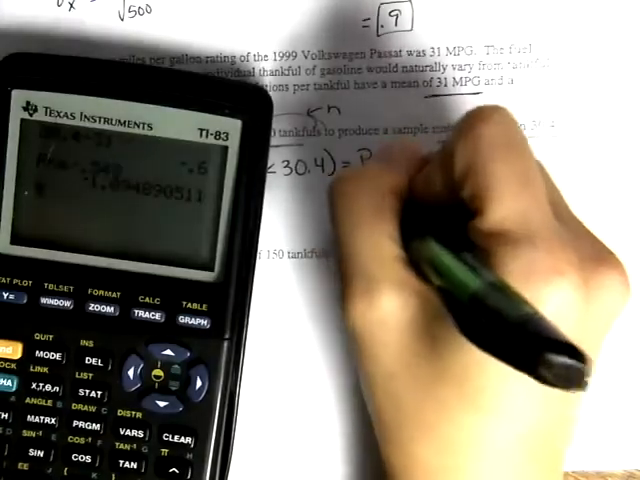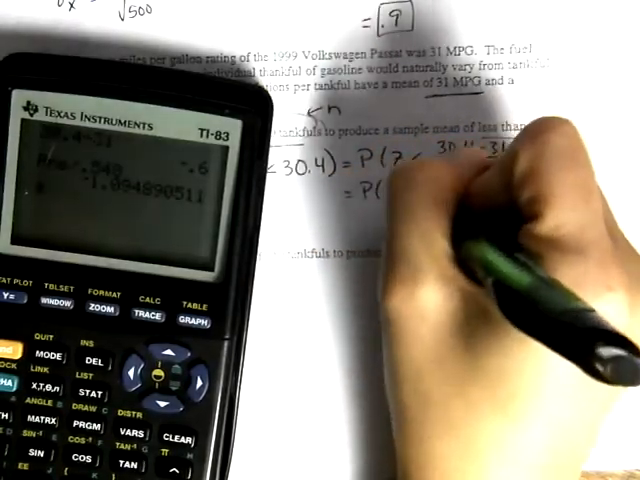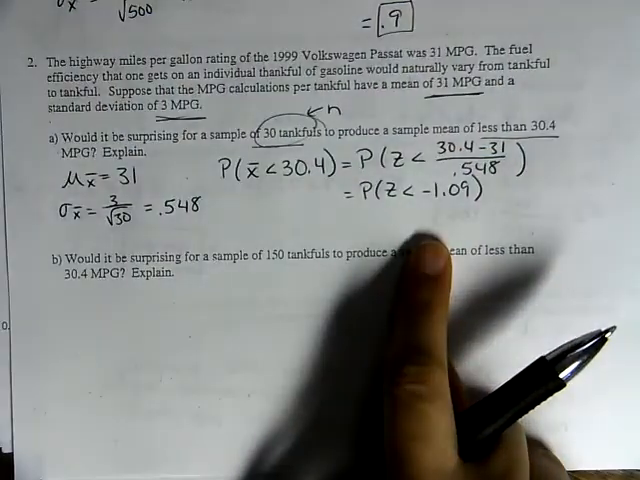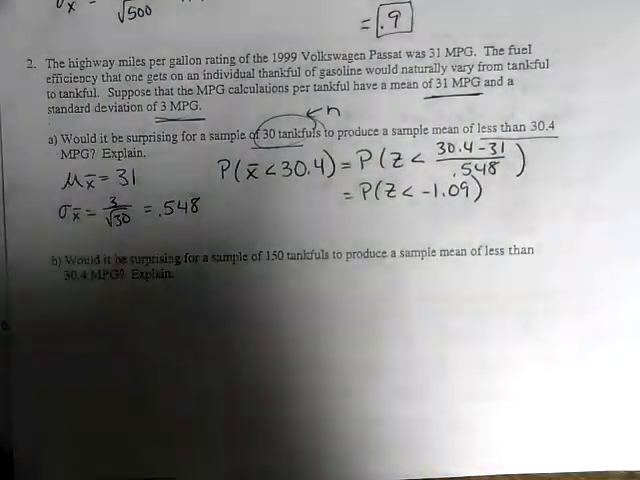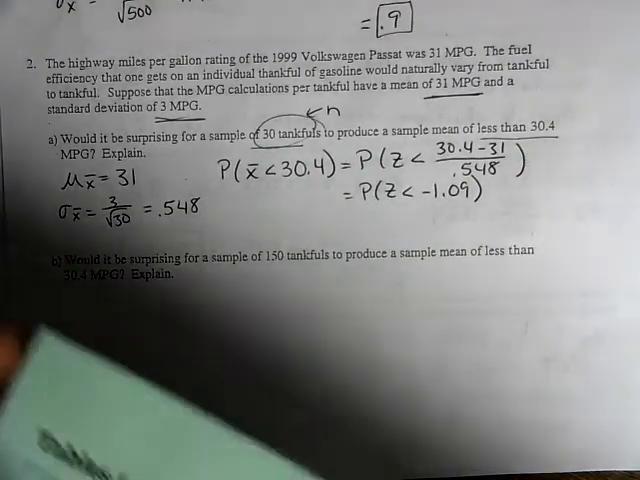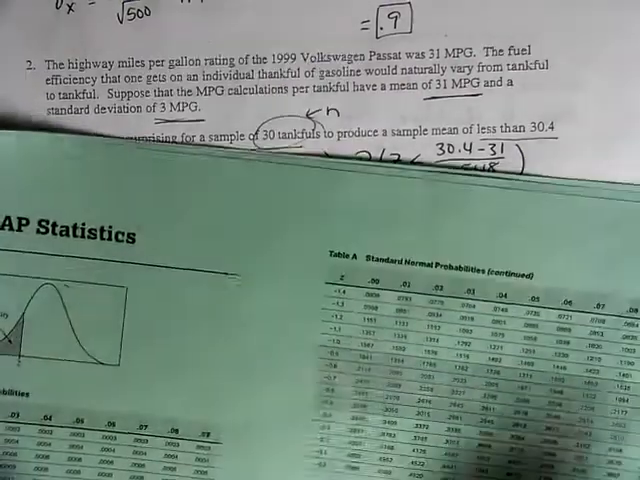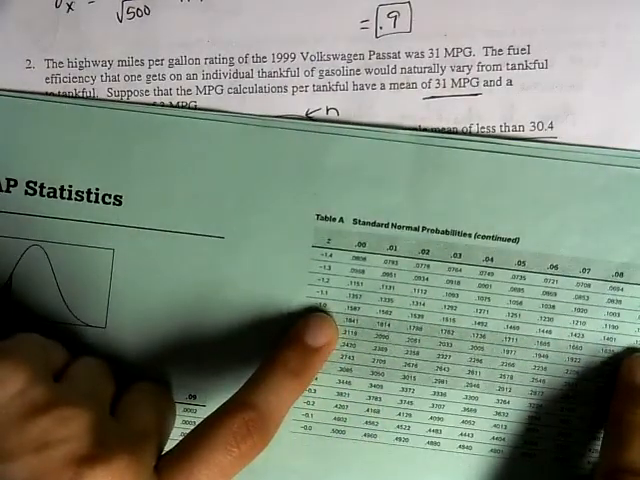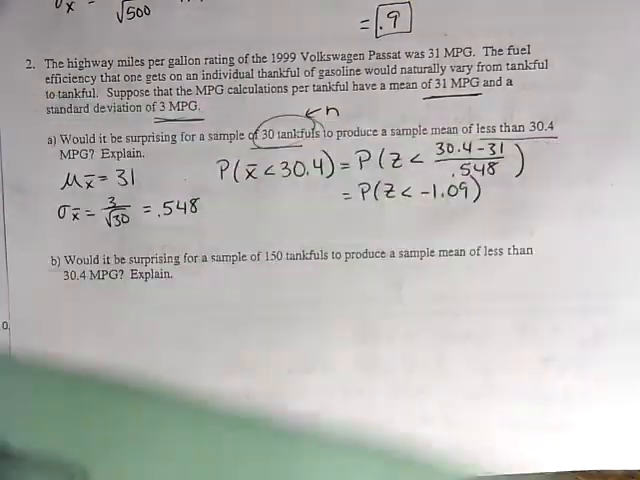So we want the probability z is less than negative 1.09. And the nice thing with this one is it's already less than, so when I look it up in the table, I don't have to do 1 minus, because you only do 1 minus for greater. So negative 1.09 is 0.1379.